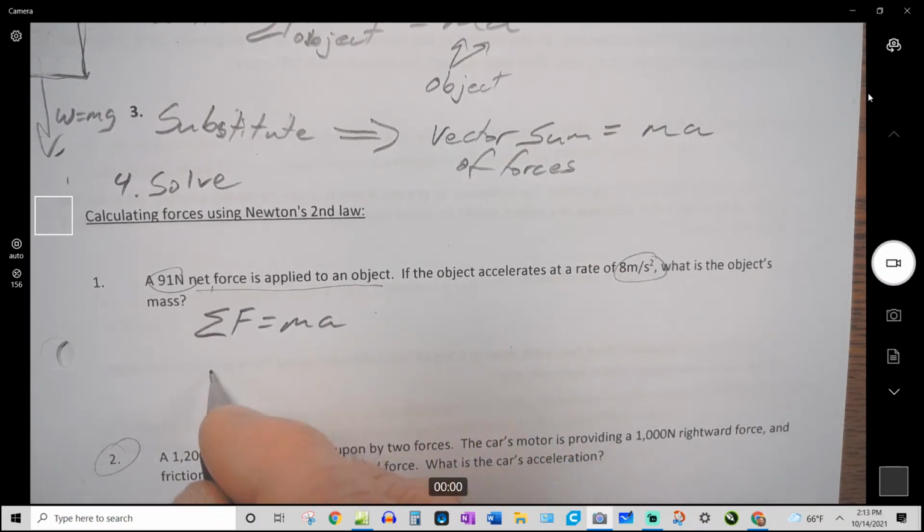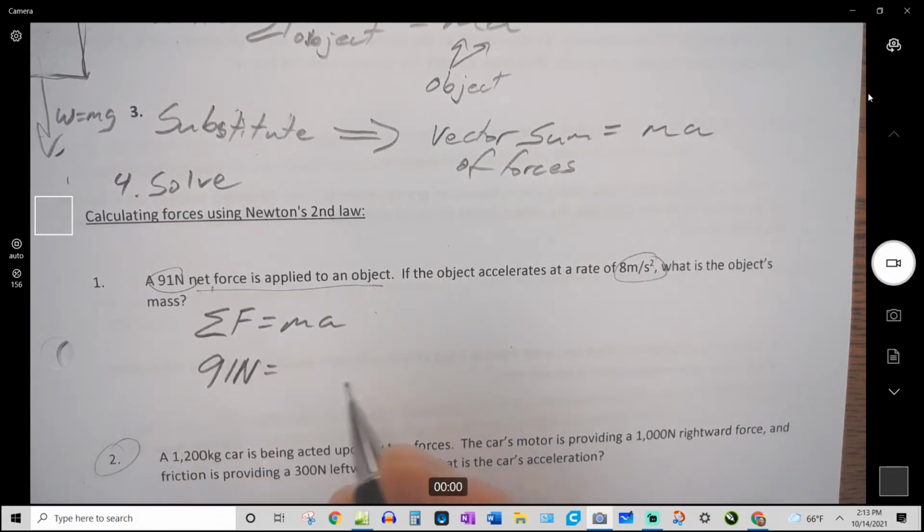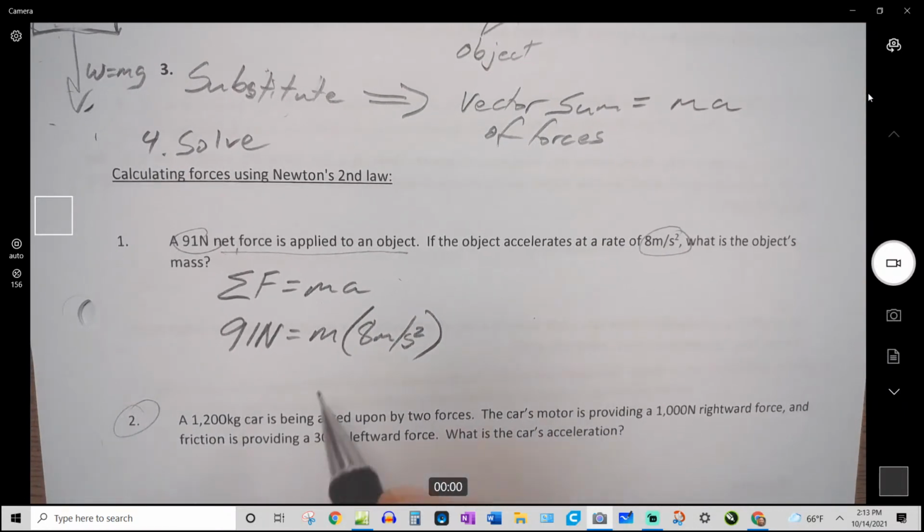Given the net force, 91 newtons, the mass is what I'm looking for. The acceleration is 8 meters per second squared. So divide both sides by 8. And the mass is going to be 91 over 8, which is 11.4. What would the units be for mass?